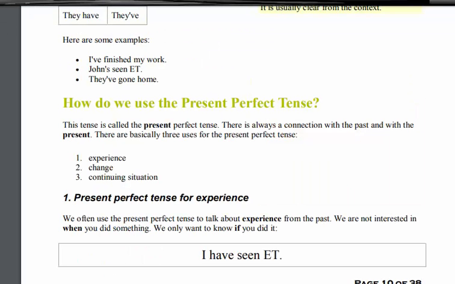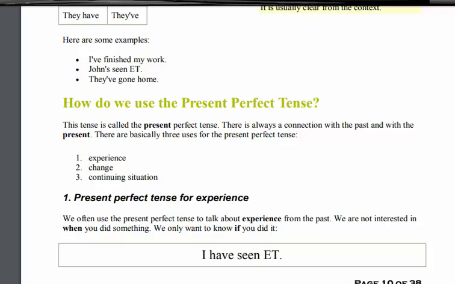Okay students, now next the second question. Now the first question we had discussed was how we make the present perfect. Now the second question is how we use the present perfect tense. The tense is called the present perfect tense, so there is always a connection with the past and with the present. As we already discussed, there are basically three uses of the present perfect tense. So there are three uses.